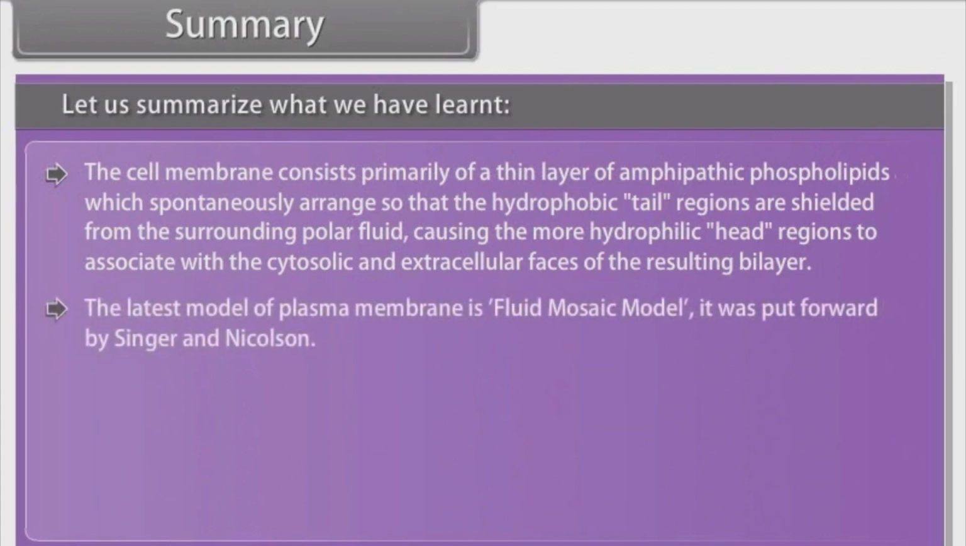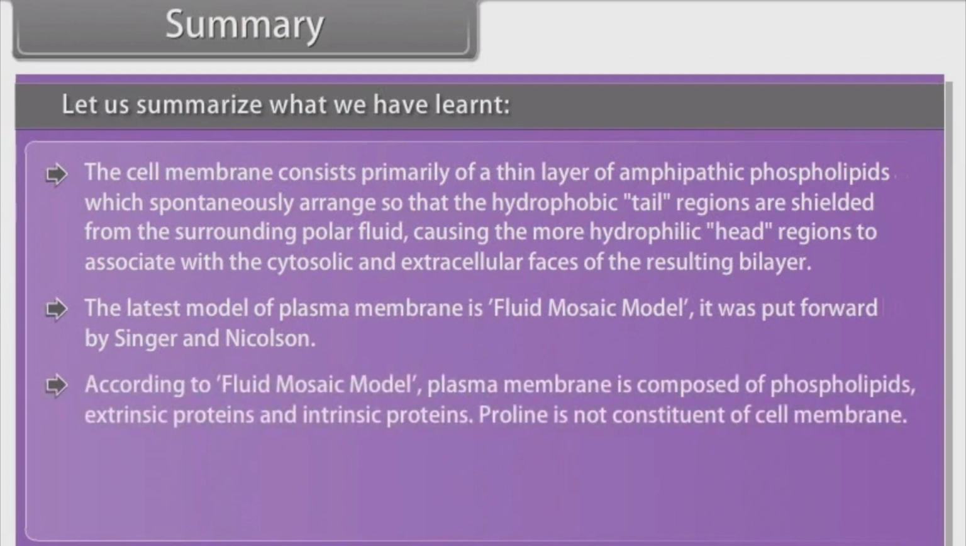The latest model of plasma membrane is fluid mosaic model. It was put forward by Singer and Nicolson. According to the fluid mosaic model, plasma membrane is composed of phospholipids, extrinsic proteins and intrinsic proteins. Proline is not a constituent of cell membrane.